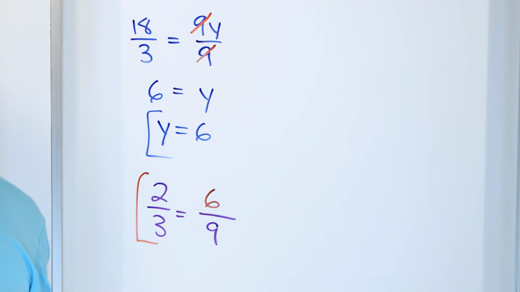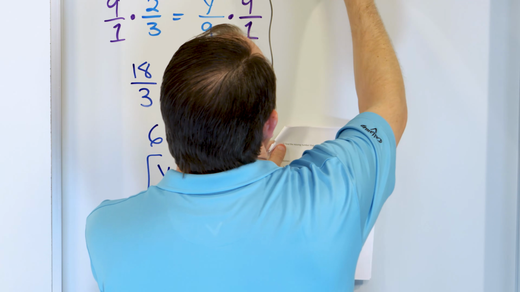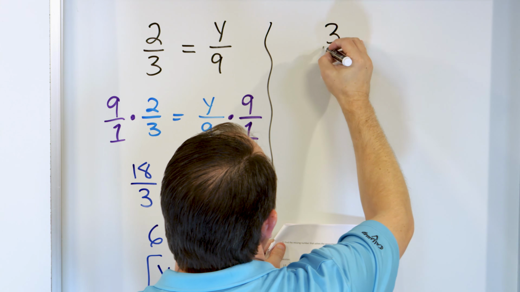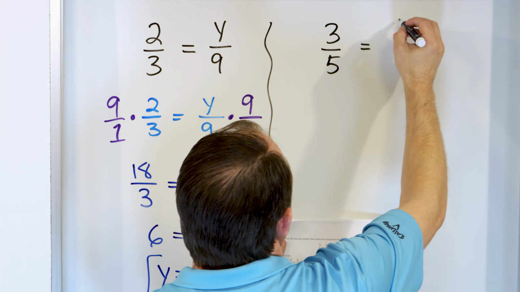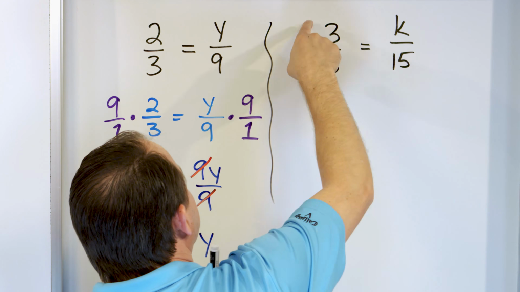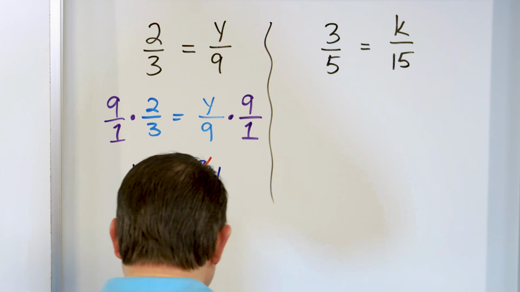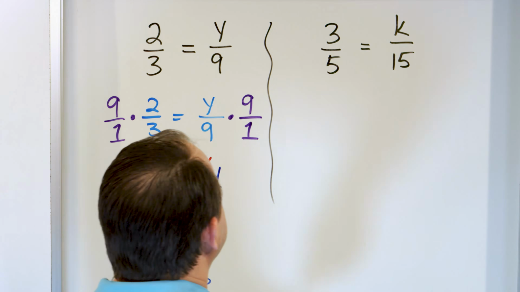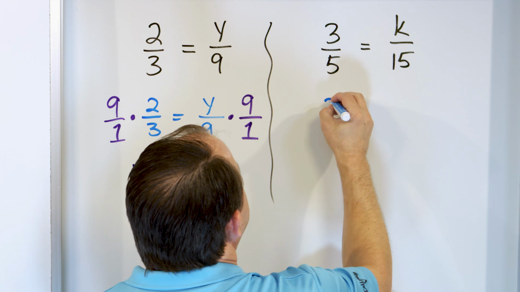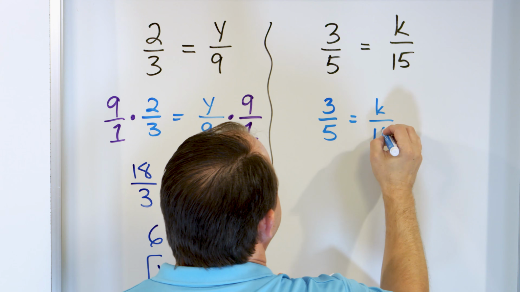All right, we only have 2 more. Let's take a look at problem number 5. Let's say we have the proportion 3/5 as compared to some unknown k over 15. So 3 out of 5 is the same ratio as k out of 15. You might be able to look at that and figure it out. Let's calculate the answer. So let's rewrite. 3 out of 5 is k out of 15.